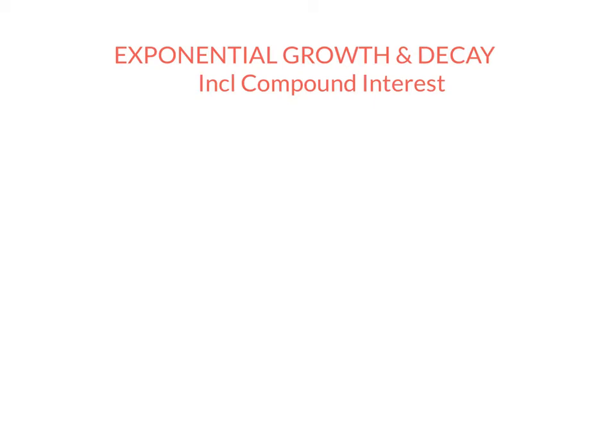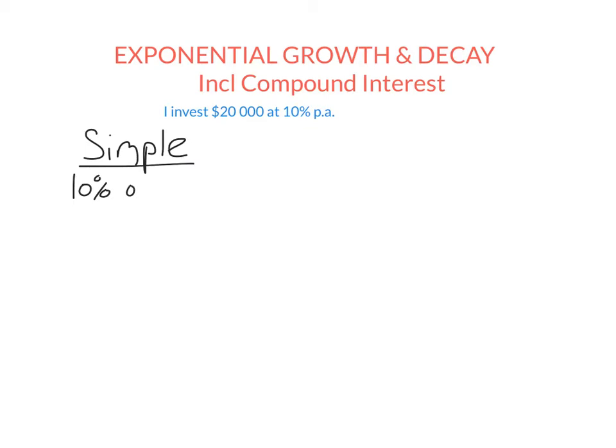So let's first have a revisit of simple interest. So look at this example here. I invest $20,000 at 10% per annum interest. So firstly, I will look at what happens if that is 10% per annum simple interest. And you did simple interest last year, and it is pretty simple. So we just find 10% of $20,000, okay? And hopefully you can do that without a calculator. So 10% of $20,000 is just $2,000.